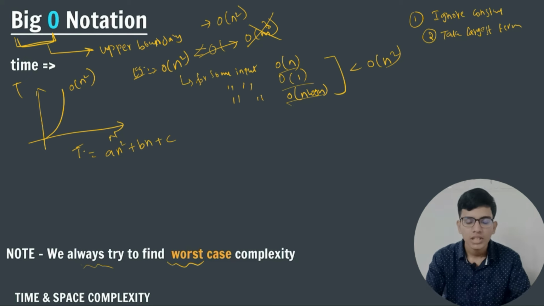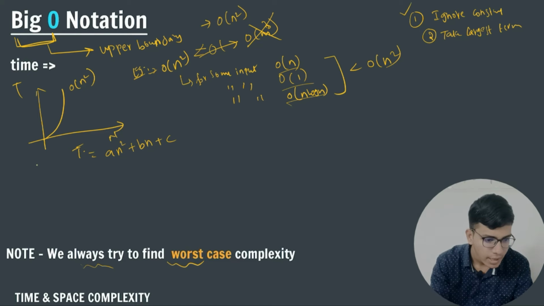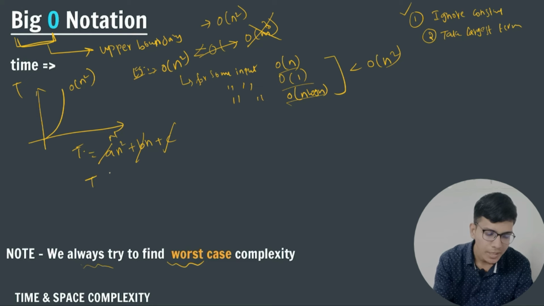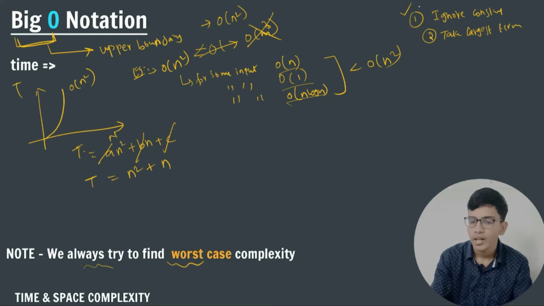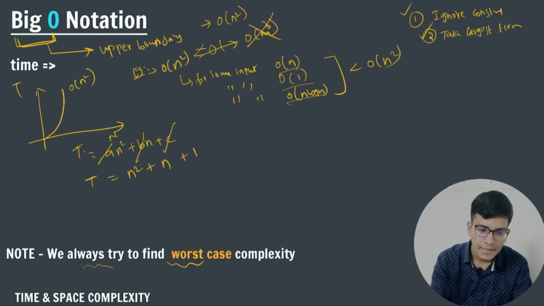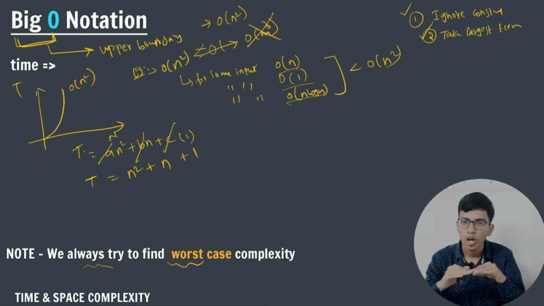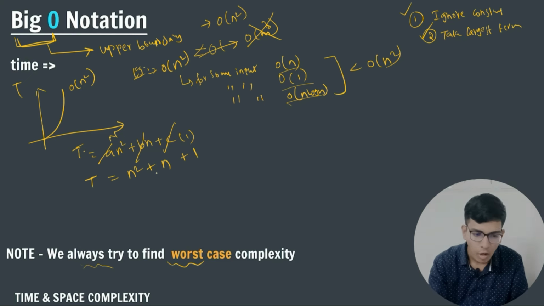According to the rule, first of all, I need to ignore all the constants. So here I don't consider constants, so I will remove all these things. My time will become n square plus n. After it I will take only the largest value. I hope you are coming from a math background. You studied polynomials in 9th and 10th. So here the largest term which is present is n square.